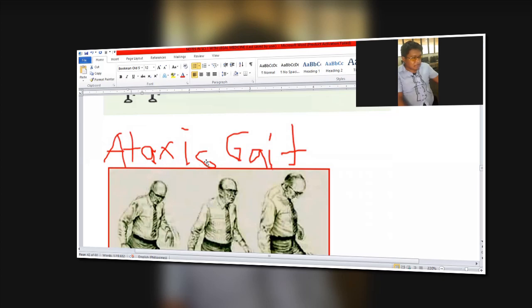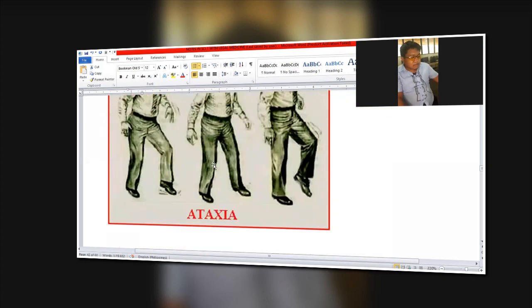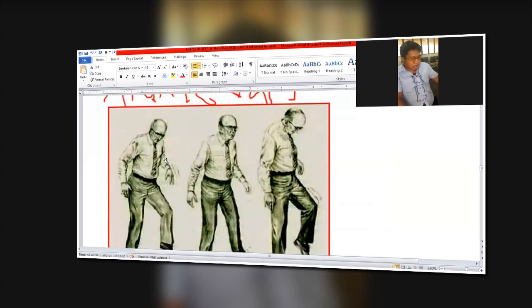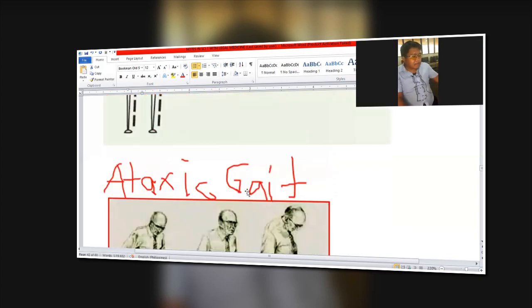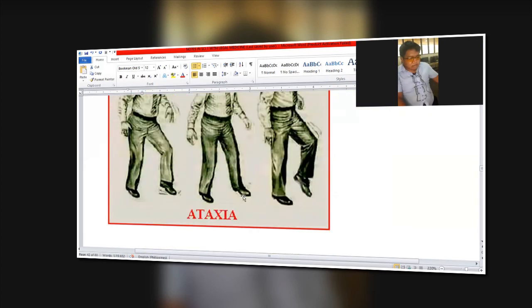Yan, ataxic. Ataxic gait. Yan yung manner of walking niya. Ganyan. No? Parang nakataas muna yung paa bago bababa, bago mag-move. Okay? Yan ang ataxic gait. Okay? Ataxia.